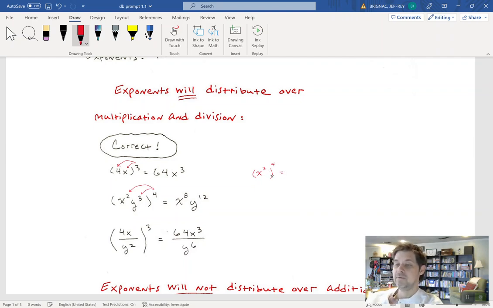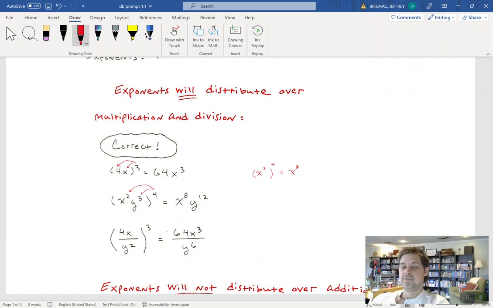Well, when you take a power and raise it to a subsequent power, you multiply them together. Okay, so that's our rule for raising a power to a power. So 2 times 4 is 8, so that makes it x to the 8th, and it distributes over here, y to the 3rd, then to the 4th. That'll be y to the 12th, okay? So exponents distribute over multiplication. That's multiplication, and this is multiplication. And exponents distribute over division too.